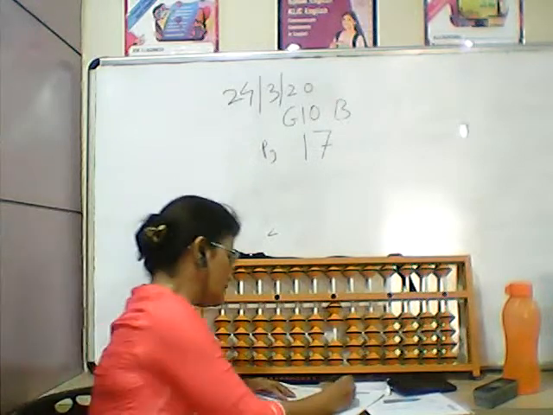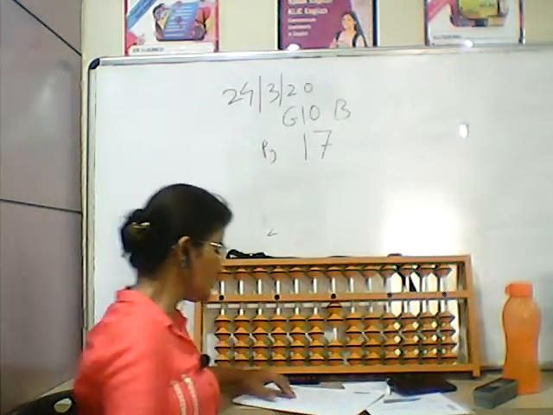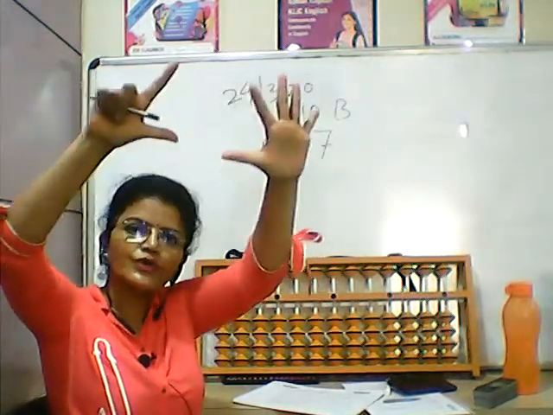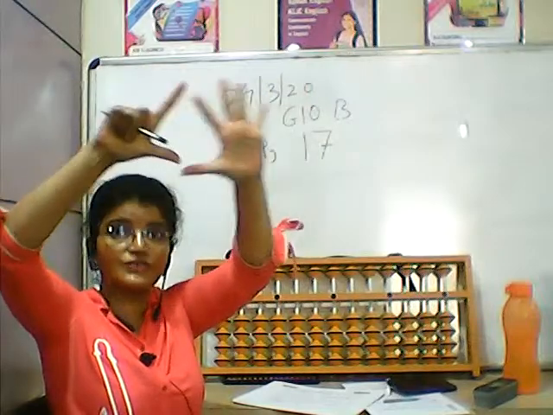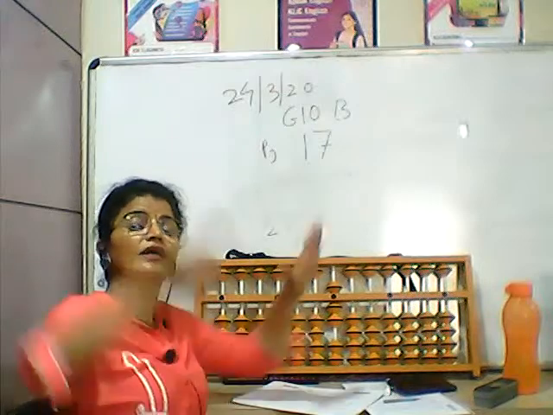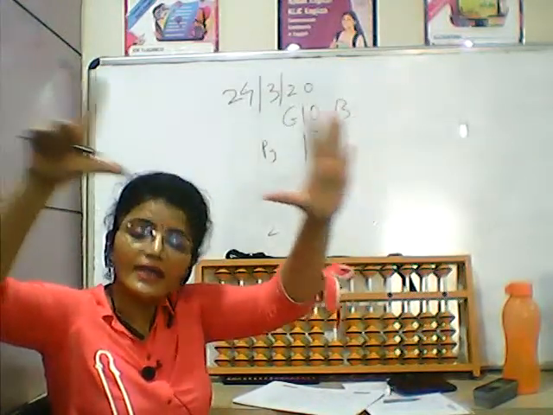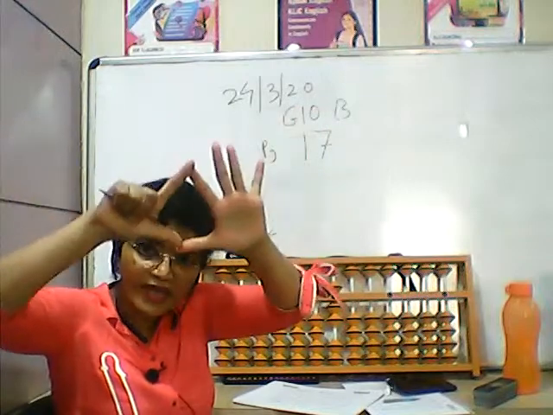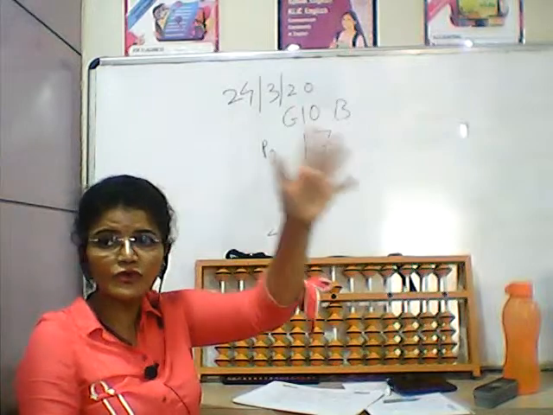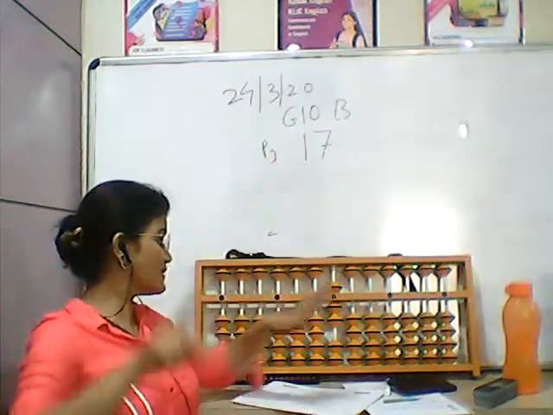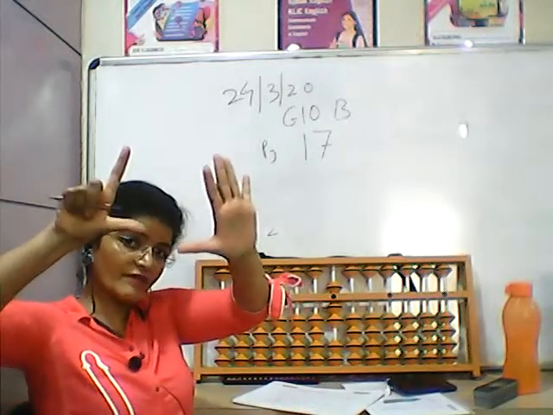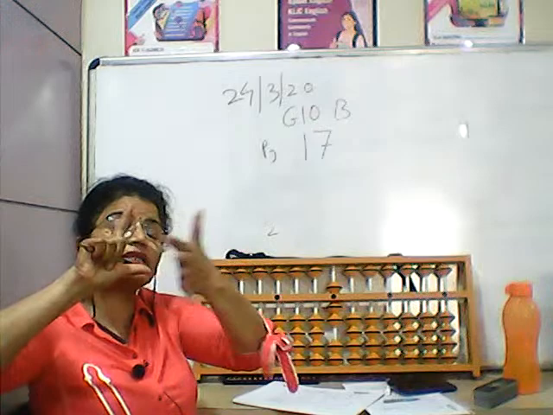It is sum number 3 now. 7, 5 and 2. Close action. Again 7. Can I do 7 directly? No, there are no beads. So I take the help of big friend 10. No 7, show 7. 7 ka friend minus 3.